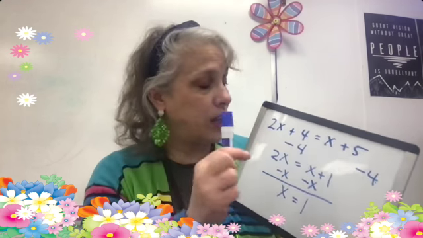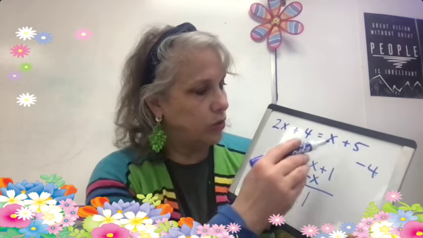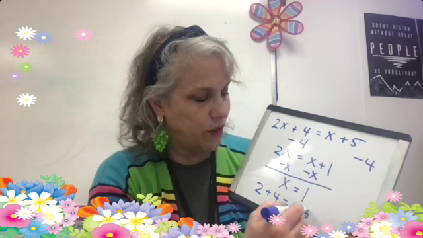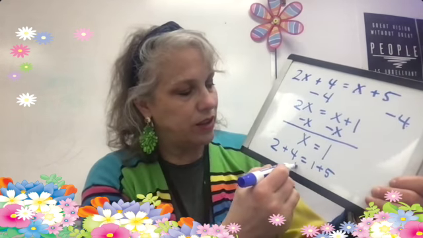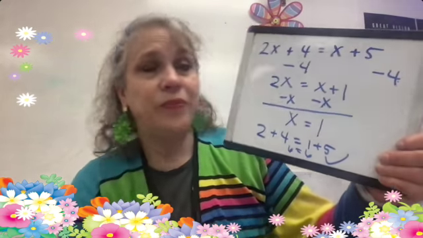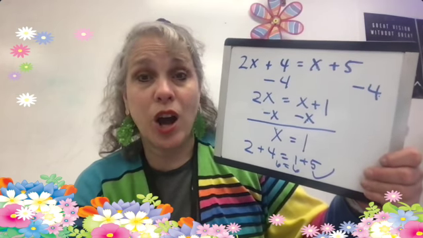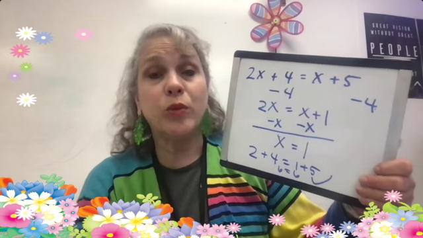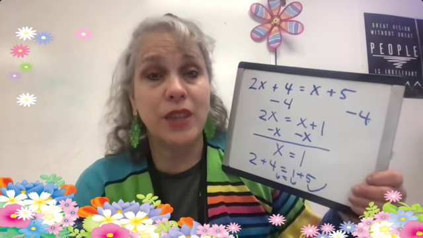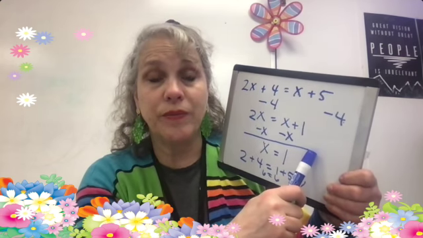Now let's plug it back in. 2 times 1 is 2, plus 4 equals 1 plus 5. And here we have it, 6 equals 6, and it checks out. So the problems do get more complicated, but the simple rule is you do the same thing on both sides of your equation. And I could have done it this way.